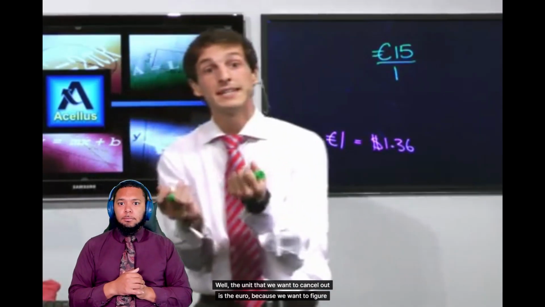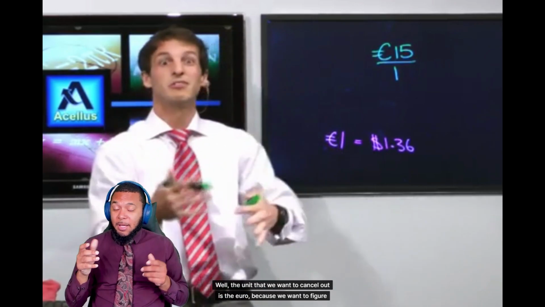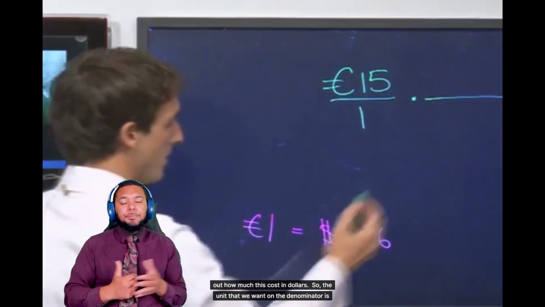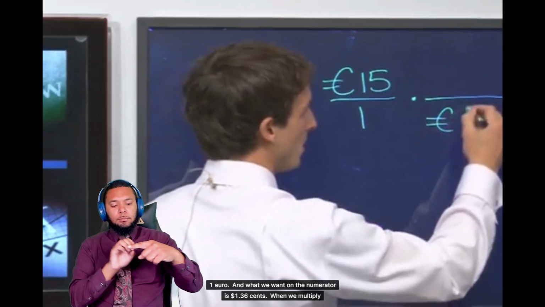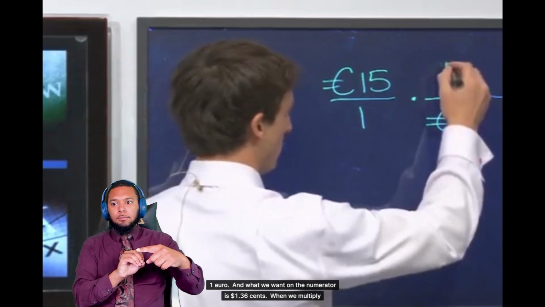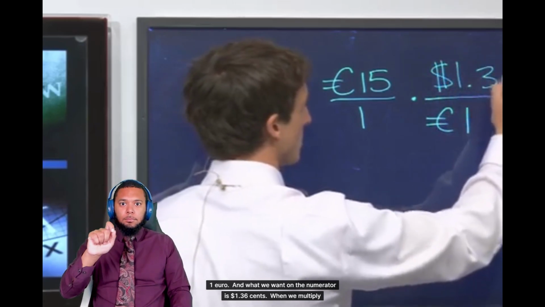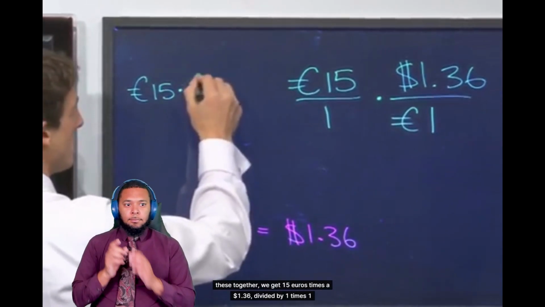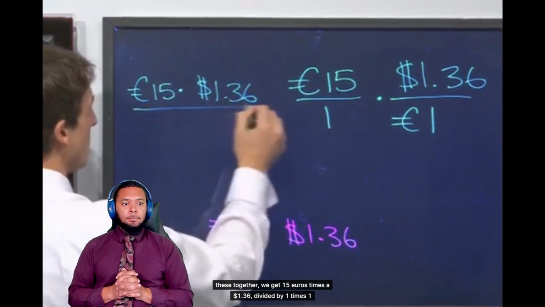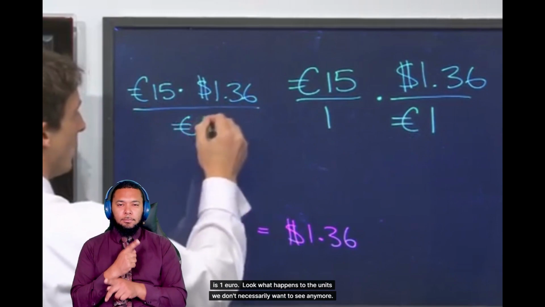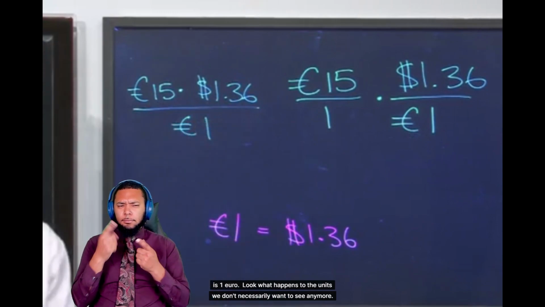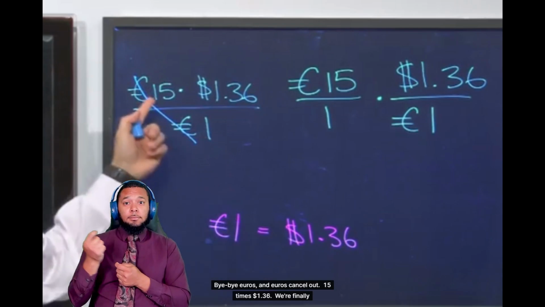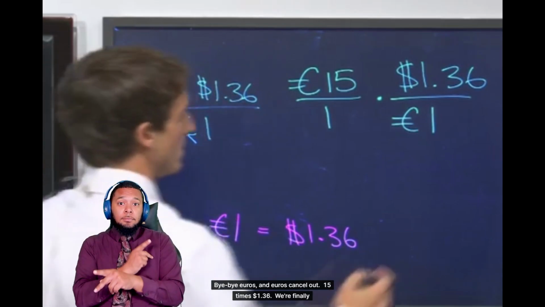Well, the unit that we want to cancel out is the euro, because we want to figure out how much this costs in dollars. So the unit that we want on the denominator is 1 euro, and what we want on the numerator is $1.36. When we multiply these together, we get 15 euros times $1.36 divided by 1 euro. Look what happens to the units we don't want to see anymore. Bye-bye. Euros and euros cancel out. 15 times $1.36.